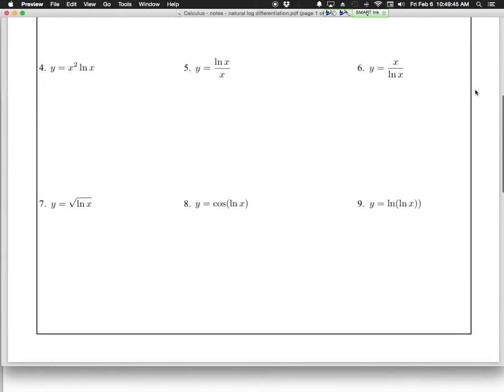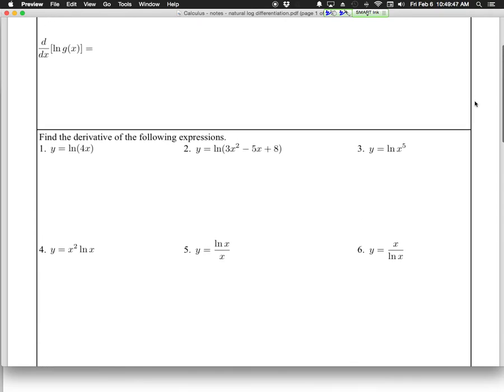So, if we go back to number 3, what's something I can do to number 3? Move the exponent to the front. I can move the 5 to the front, and then I can take the derivative, which gives me 5 over x, which is the same answer we got earlier, right? The 5 stays because it's a coefficient. So there's an example, but now we're going to do it on a bigger scale.